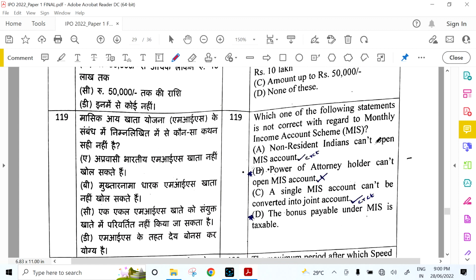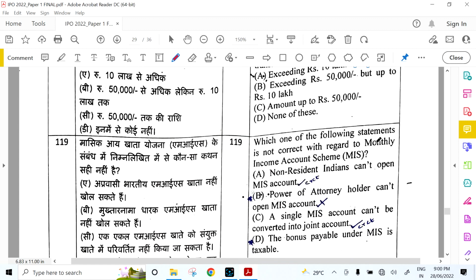High risk means. Medium means less than 10 lakhs, above 50,000. And up to 50,000 it is low risk.